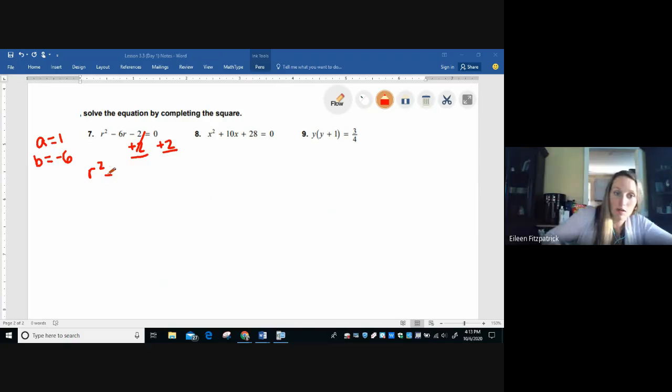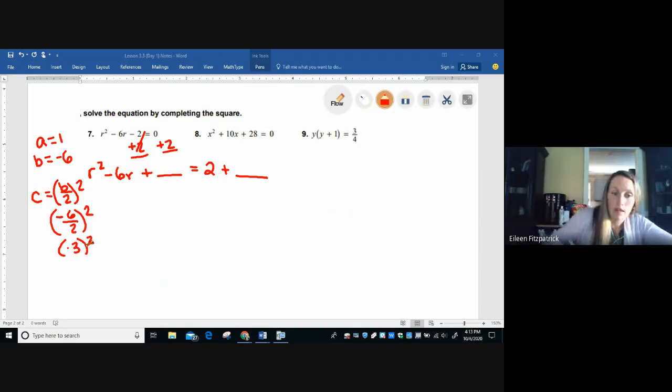Move the C to the other side by adding and set it up for completing the square. So r squared minus 6r plus blank is equal to 2 plus blank. I have blanks on both sides because whatever I do to one side, I have to do to the other. What goes in this blank is your new C value. C is equal to B divided by 2 squared. So I'm going to have negative 6 divided by 2 squared. That's negative 3 squared, which is 9. All right, so a 9 goes in the blank on both sides. Whatever you add to one side, you have to add to the other.